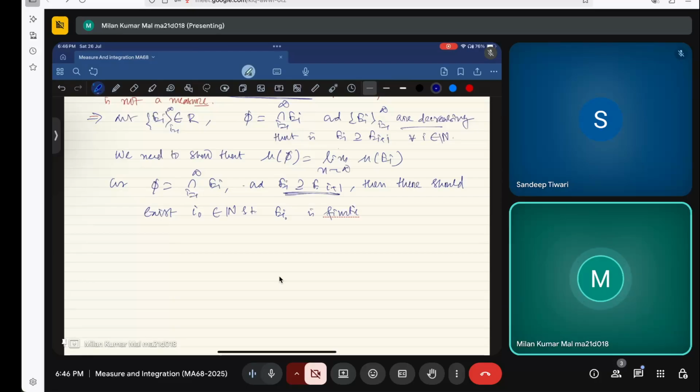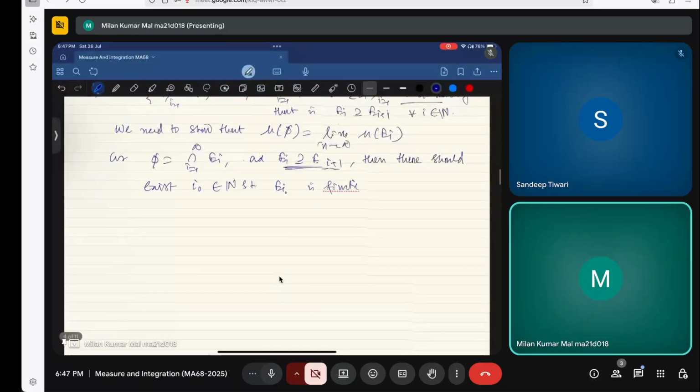Otherwise, the intersection will contain some element, because you can think of this as a nested interval type of thing. Nested intervals say that if we take nested intervals whose length is non-zero, their intersection contains at least one point, and if their length goes to zero, it contains exactly one point. Here it is a similar case. If all of them contain infinitely many points, then their intersection should contain at least one. So therefore some EI has to be finite.